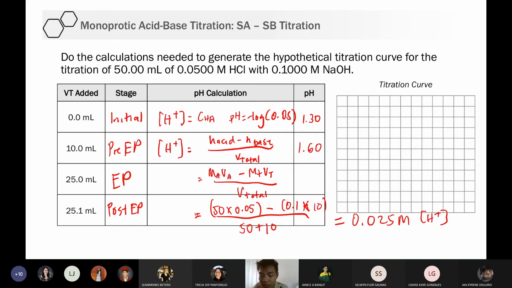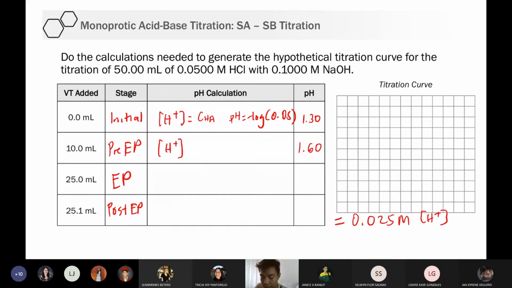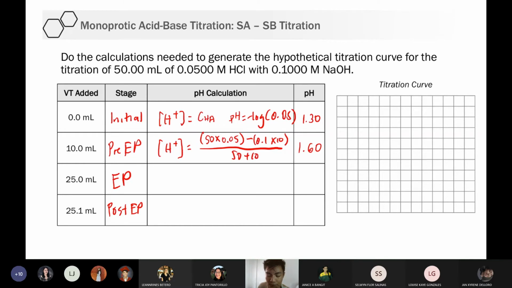Hopefully clear ha. Pag may question kayo, don't hesitate to ask. Mahirap talaga tong topic na to. Kaya I encourage you to ask questions. Pag clear naman, tuloy-tuloy lang tayo. Okay? So let me rewrite the solution here. So that's 50 times 0.05 minus 0.1 times 10 divided by 50 plus 10. Yan yung formula na ginamit natin to get the pH.